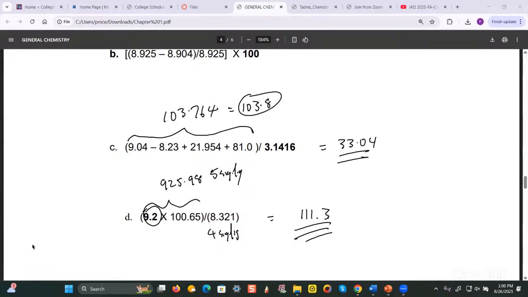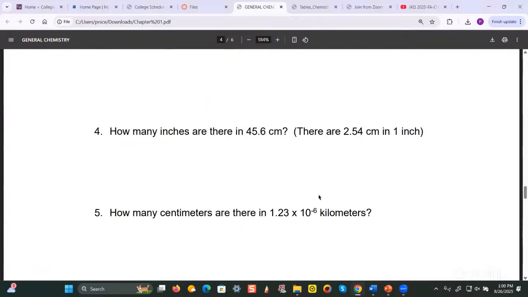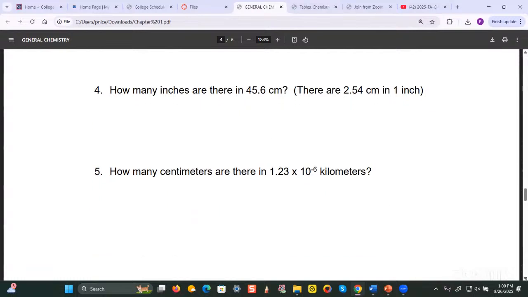Okay, let me clear this first. And let's go down. Okay, how many inches are there in 45.6 centimeters? They gave you information, which is actually in the table, but it's provided here. So how would you go about solving this problem? Let me hear some ideas.